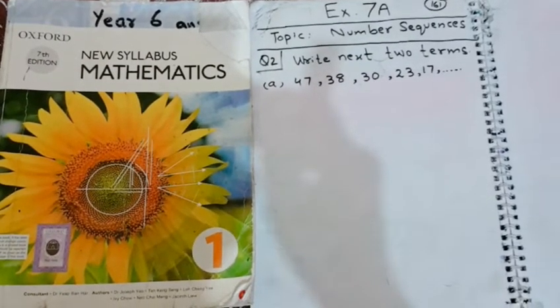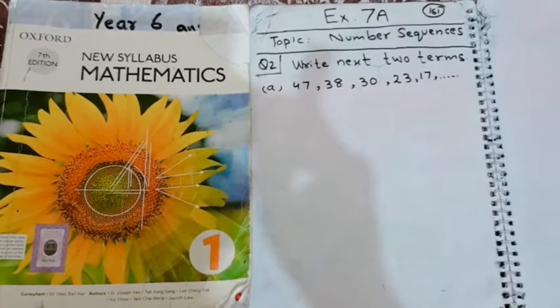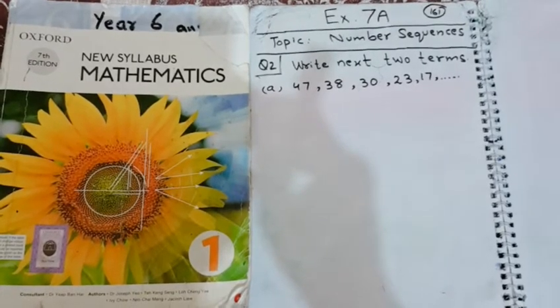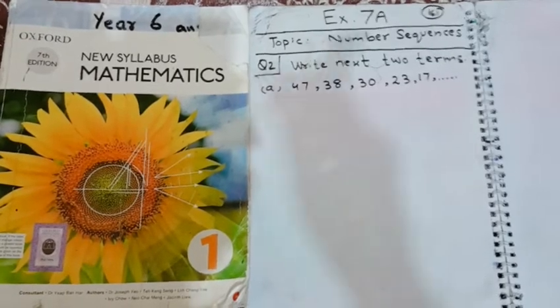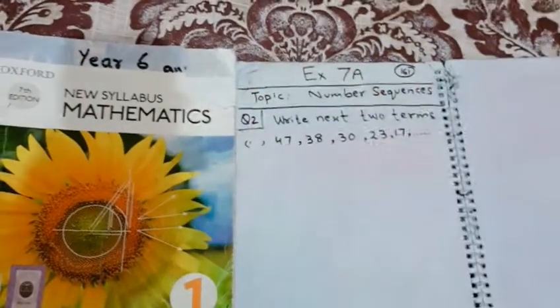This is Mathematics D1, exercise 7a, book page number 161, and the topic is number sequences. Question number 2. I have already done part A of question number 2. Sorry, this is part B.